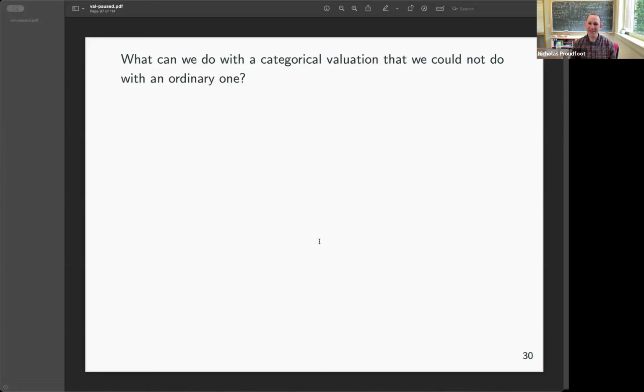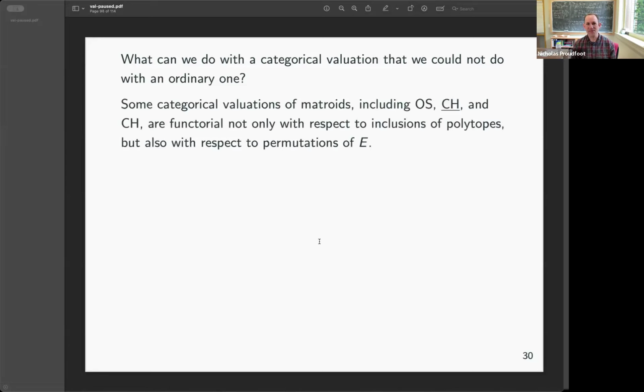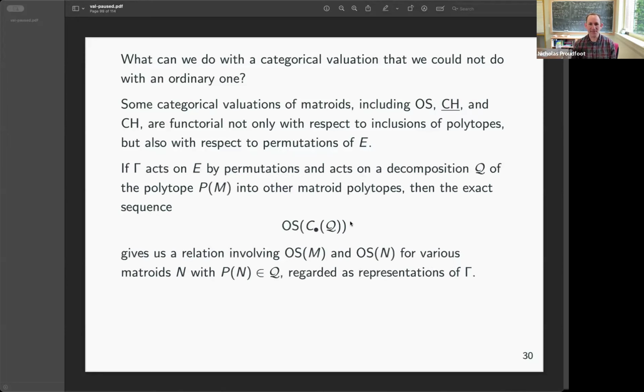So that's one reason. But the other reason is that you can do more with categorical valuations than with the ordinary ones. So not all, but some of them, including the Orlik-Solomon algebra, the Chow polynomial, the augmented Chow polynomial, are functorial not only with respect to inclusions of matroid polytopes, but also with respect to permutations of the ground set. So if I have a matroid on E and I have a permutation of E that preserves the matroid, that preserves the set of bases, I actually get an automorphism of my Orlik-Solomon algebra, and similarly for Chow rings and augmented Chow rings.